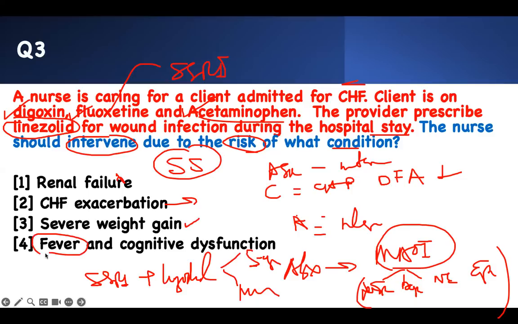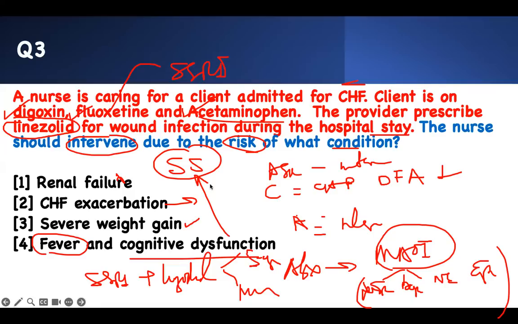You see this? Fever, cognitive dysfunction, test-taking strategy. What does that tell you? Fever and cognitive dysfunction are symptoms of serotonin syndrome. If you can't figure it out, then rule out the others. I give you fever, cognitive dysfunction. There's no evidence of renal failure, right?